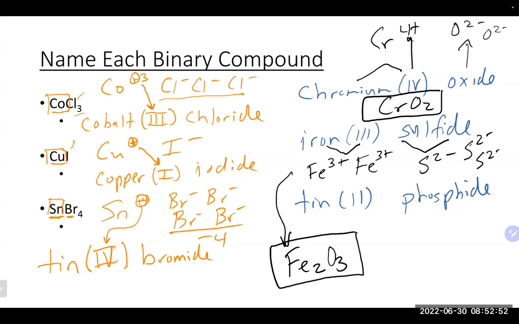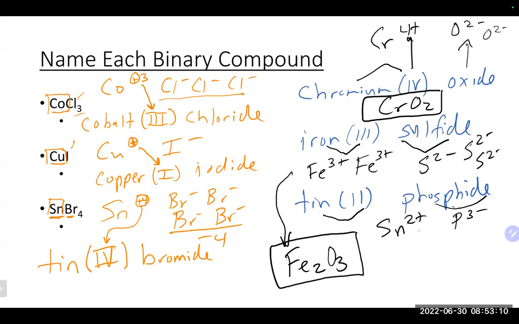Any questions on that one there? Last one here is tin Roman numeral 2. So that tells us we have a tin with a +2 charge. We have phosphide, which is phosphorus on the periodic table, and that is group number 5 over there. And that means it should have a -3.